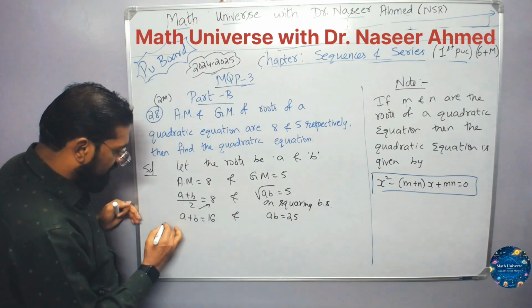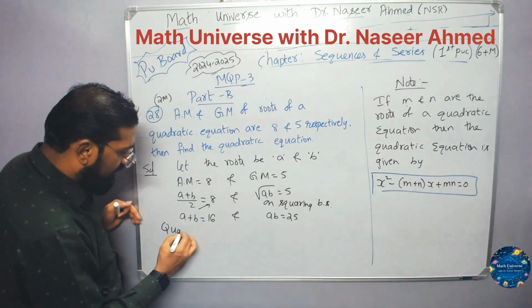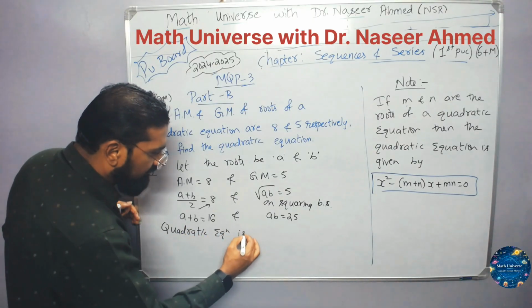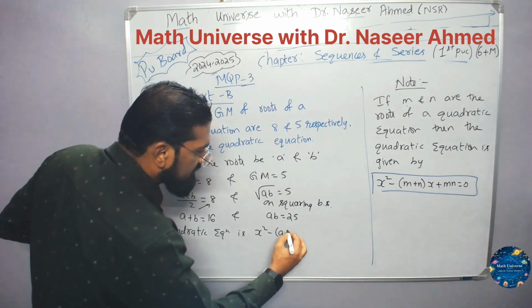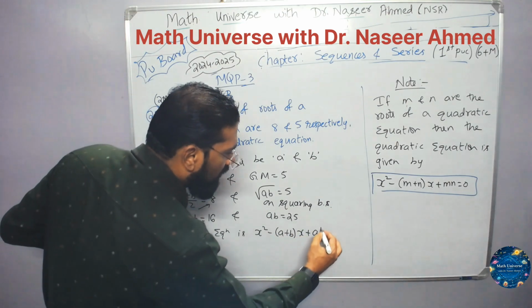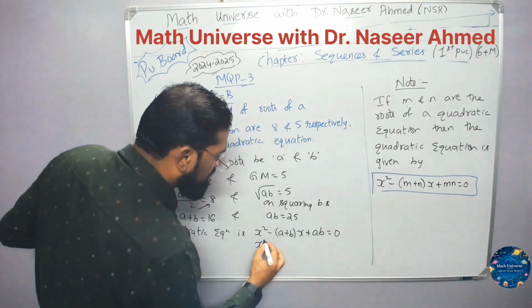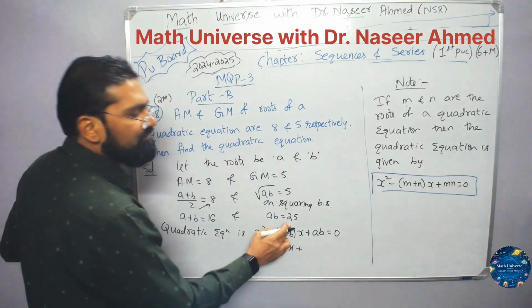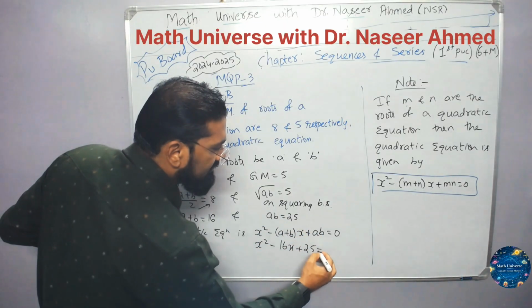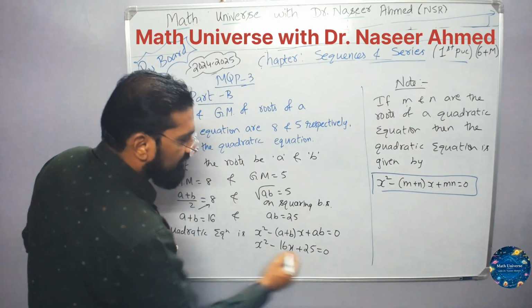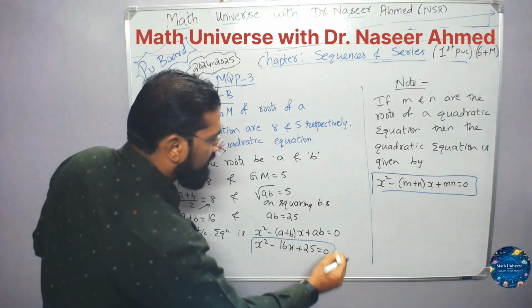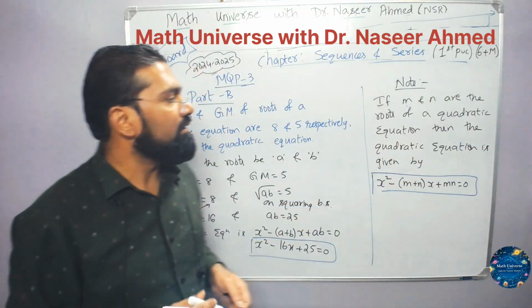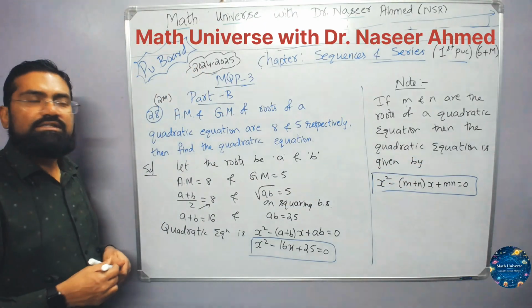So now the quadratic equation is given by x square minus sum of the roots into x plus product of the roots is equal to 0. x square minus sum of the roots, which is 16, times x, plus product of the roots, which is 25. That's it. With this, we get the quadratic equation. They want the quadratic, so for this you have to remember this result well. Now memorize that. With this, the problem is done.